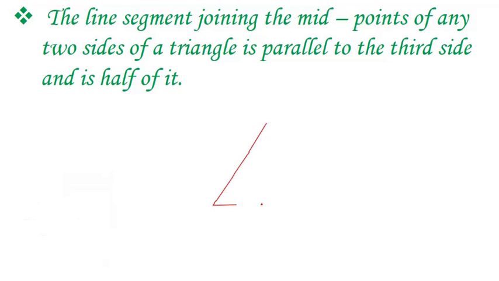First of all, we draw a triangle. Suppose the name of the triangle is ABC. This is A, this is B and this is C. So this is the midpoint of AB and this is the midpoint of AC. Now we join the midpoints. Then we get this line segment. So this line segment is parallel to this side of the triangle and half of it. There is no problem understanding this.